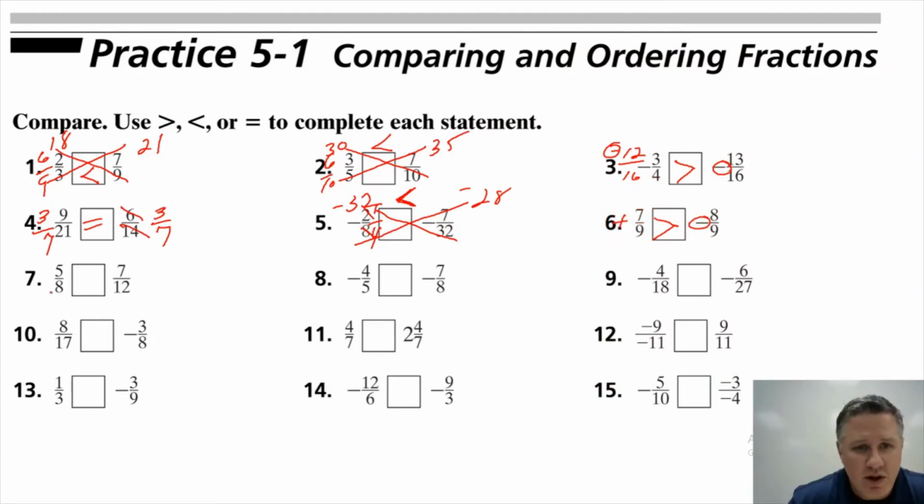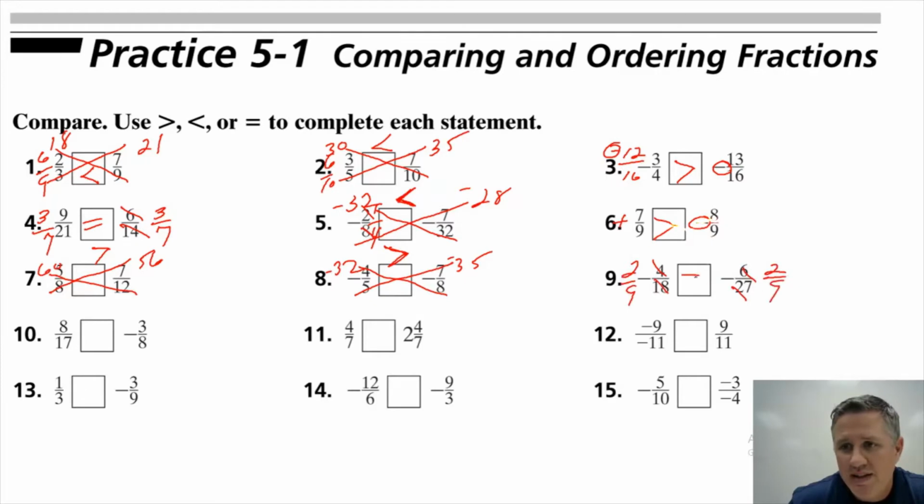All right, cross products, 56 compared to 60. 60 is bigger. All right, this guy, 35 compared to 32. They are both negative. It is the one that's closer to 0. Okay, simplify. 2 goes into both, 2/9. 3 goes into both, 2/9. They are equal. A positive here is always bigger than a negative, so that is bigger.